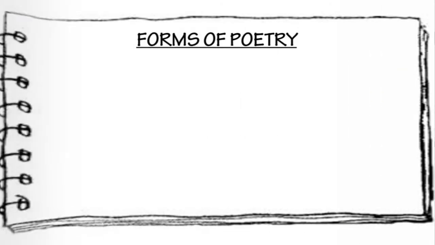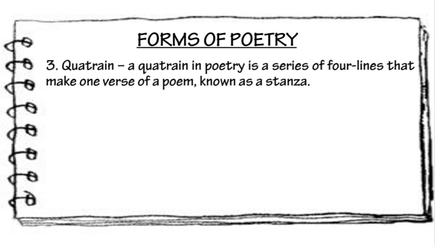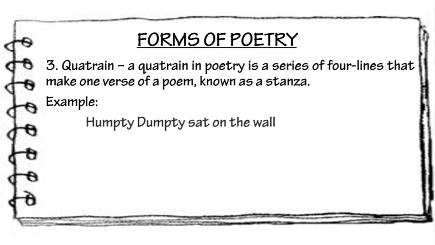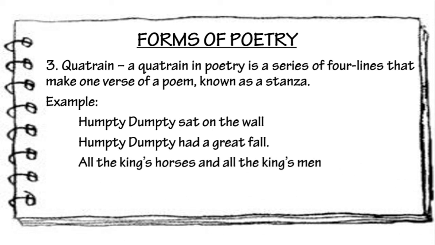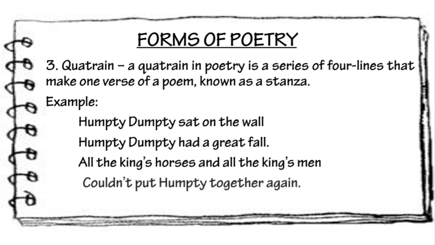Next, we have quatrain. A quatrain in poetry is a series of four lines that makes one verse of a poem, known as a stanza. Example: Humpty Dumpty sat on the wall. Humpty Dumpty had a great fall. All the king's horses and all the king's men couldn't put Humpty together again. So this is an example of a four-line poetry.